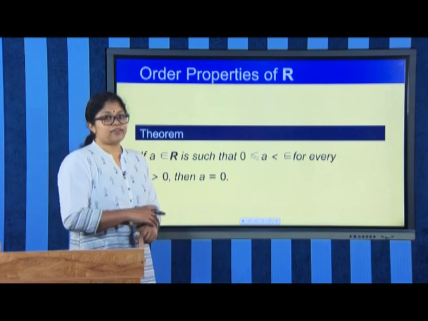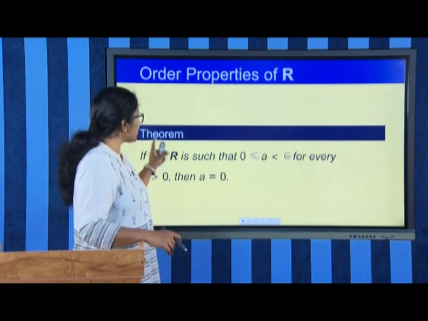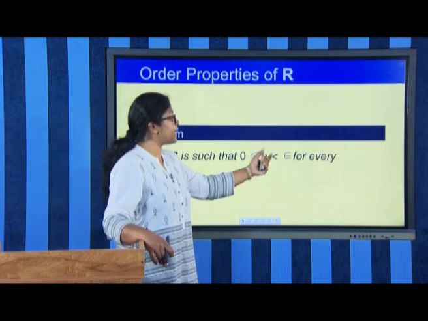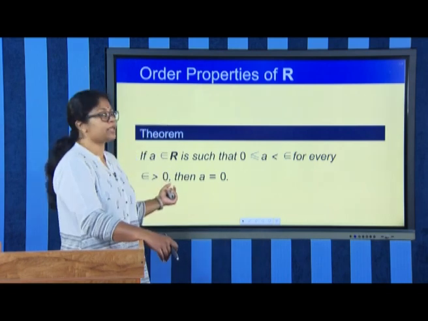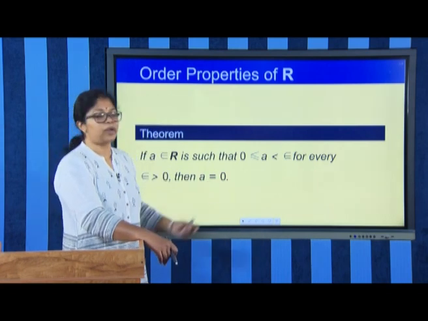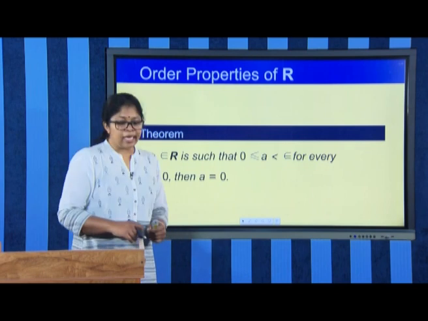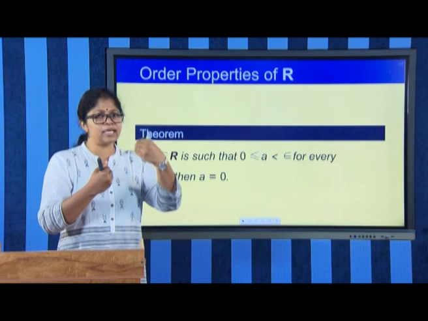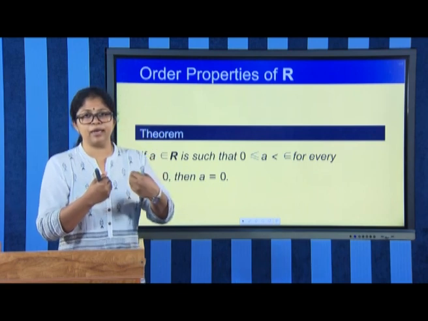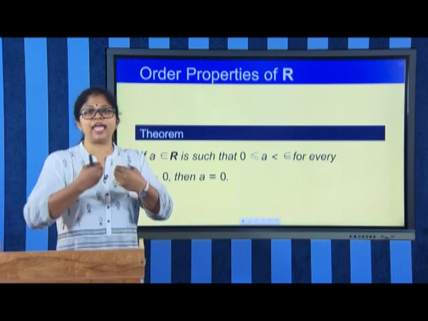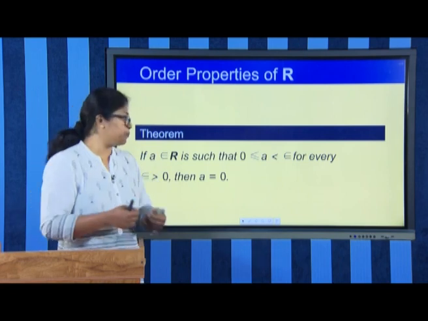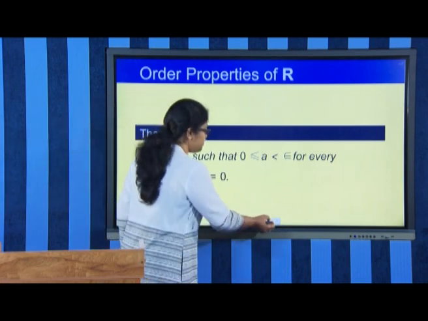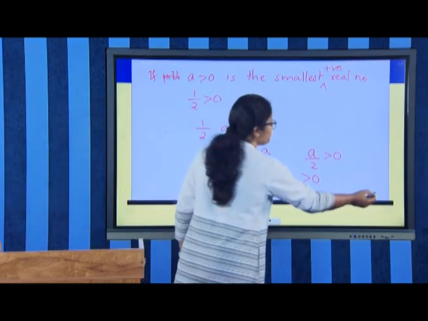Next is a very important result again. If A belongs to R is such that 0 less than or equal to A less than epsilon for every epsilon greater than 0, then A is equal to 0. That means, if we are squeezing A between 0 and any positive real number epsilon, A has no other option, A has to be equal to 0. So, that is this theorem. That is a very important and interesting result. Let us see the proof.